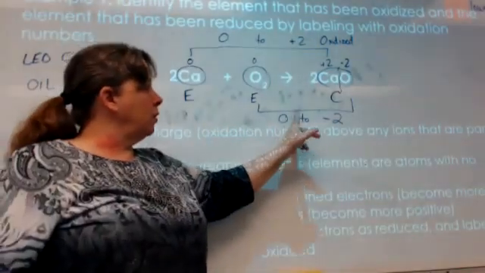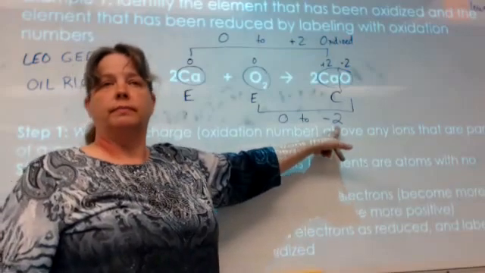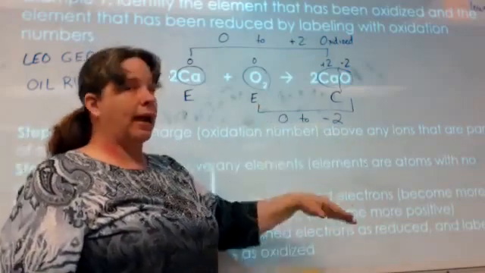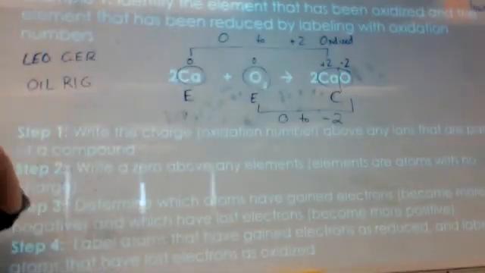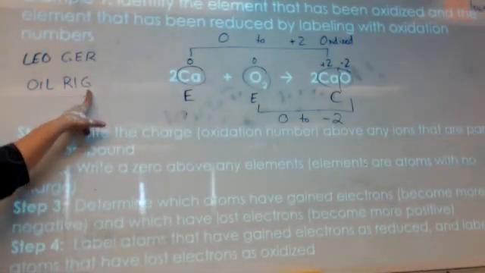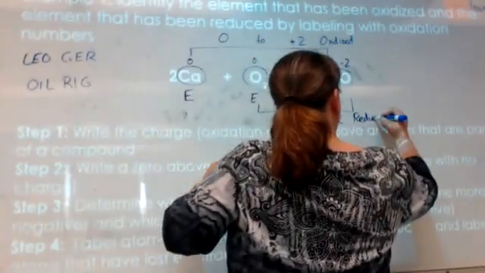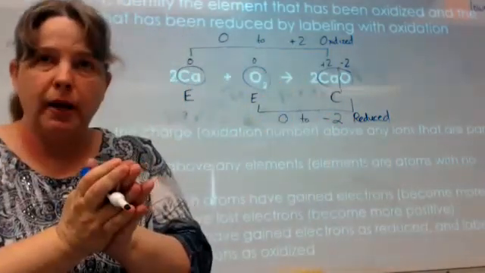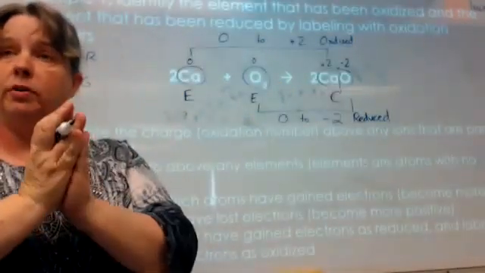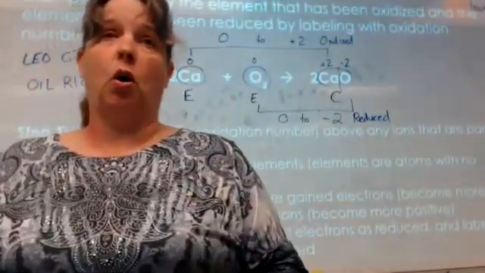If we go from 0 to -2, do we gain or lose electrons? We gain, because when you gain electrons, you become more negative. Gain electrons, reduced, or reduction is gain. So this is reduced. One element will always be oxidized and one will always be reduced. So if you have oxidized and oxidized, you did something wrong.